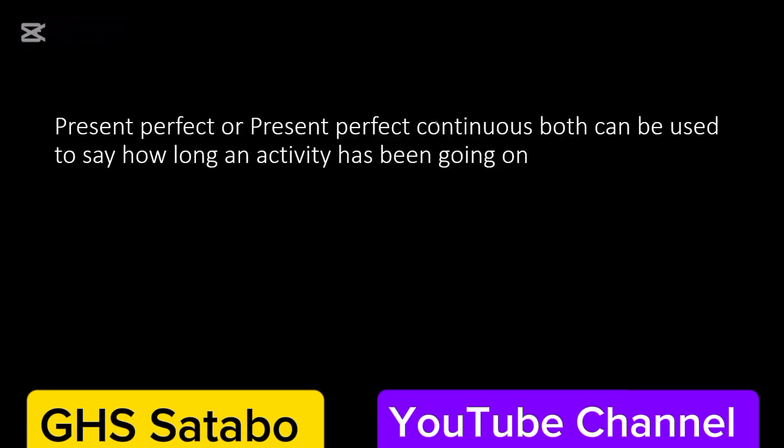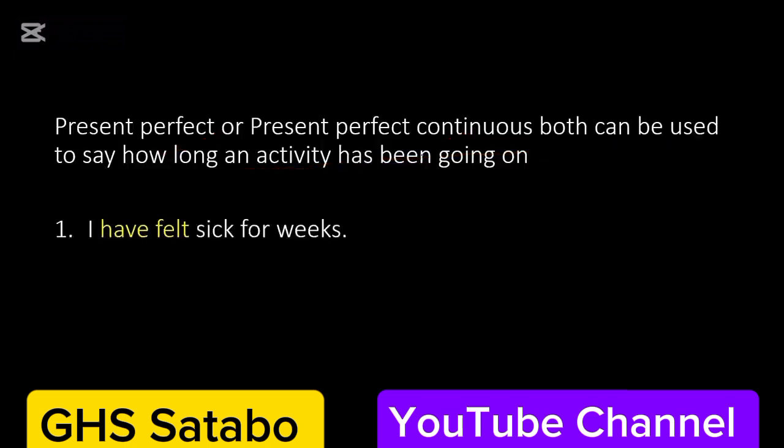Let's now focus on the situations where we want to use present perfect continuous tense. Situation number 1 would be that both present perfect and present perfect continuous tense are used to say how long an activity has been going on. Now you must be wondering how present perfect and present perfect continuous play the same role. That is very much true. In such a situation, you will find present perfect tense plays the same role as present perfect continuous tense if we want to focus on how long the activity has been going on.